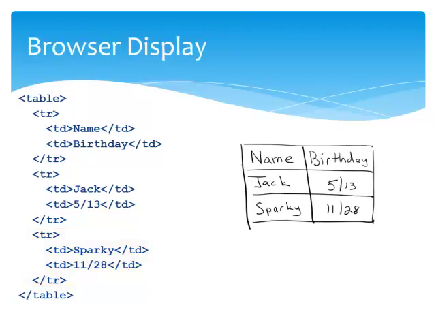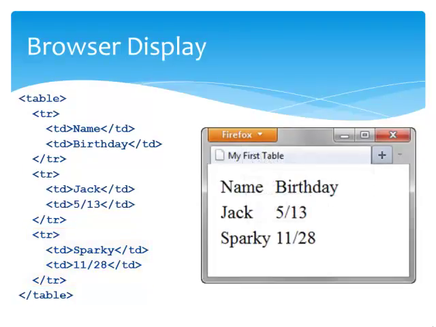Let's display the table in a browser. Notice how the information from our table is rendered in the browser. The text in a TD element is displayed with left alignment. Most browsers do not show the borders of a table by default.